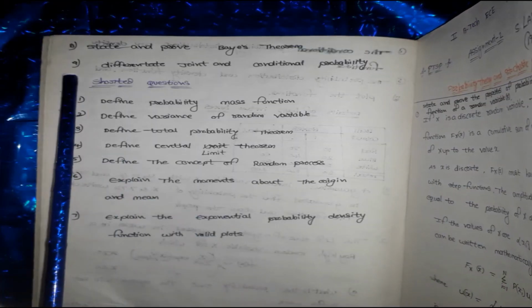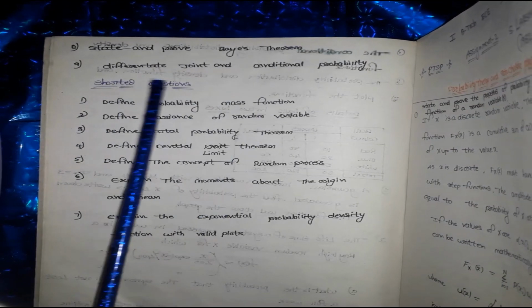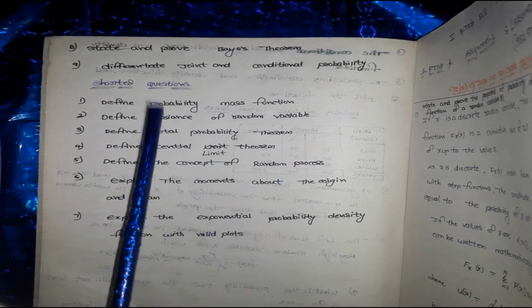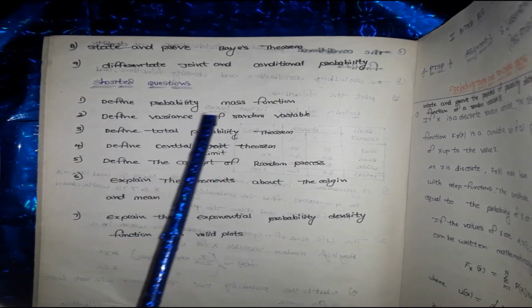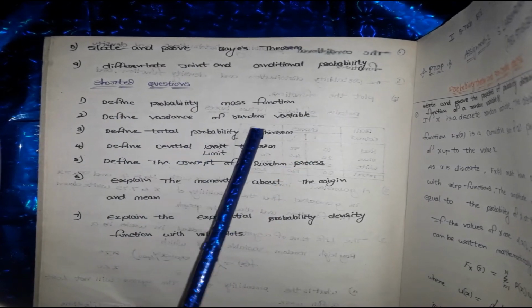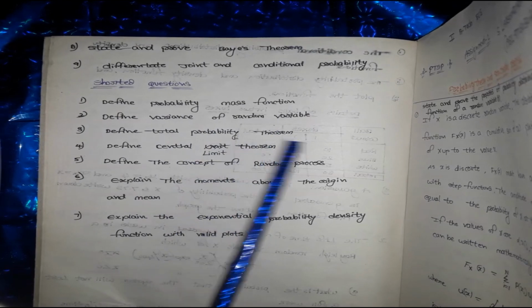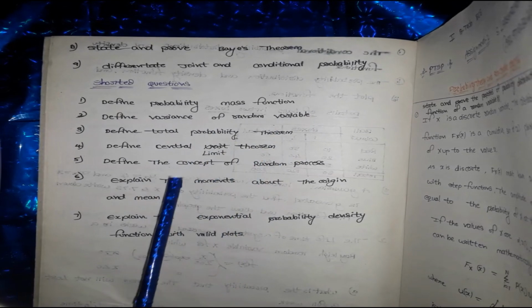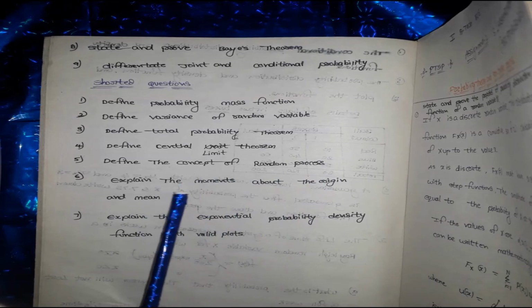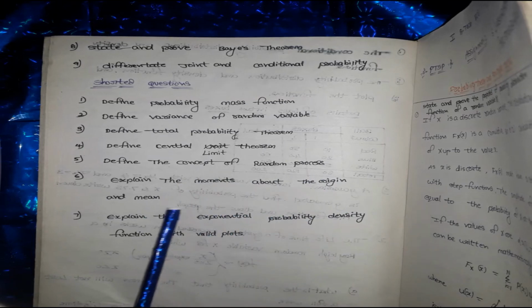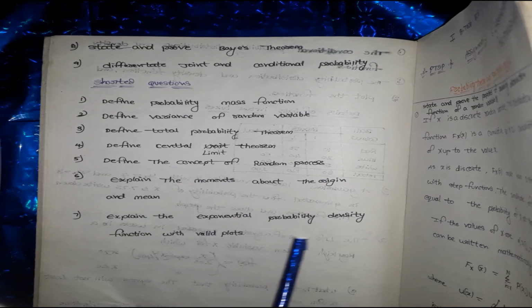Now we're discussing: state and prove Bayes theorem, differentiate joint and conditional probability. Short answer questions are: define probability mass function, define variance of a random variable, define total probability theorem, define central limit theorem, define the concept of a random process, explain the moment about the origin and the mean, explain the exponential probability density function with valid plots.